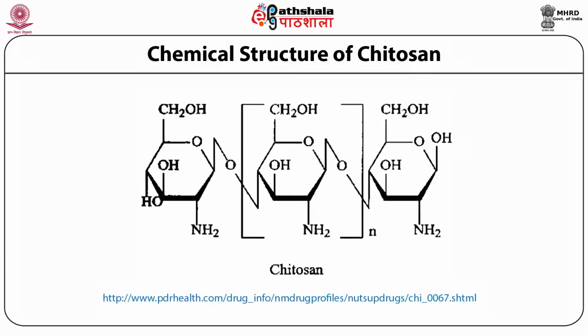Chemical structure of chitosan: one glucose unit is linked with the other unit via a beta 1,4 linkage. The second group, having a free amino group, is a repeat unit that will produce the polymer chain.